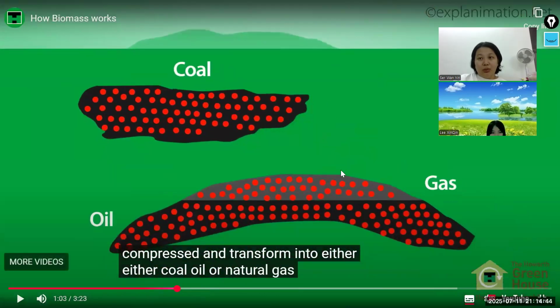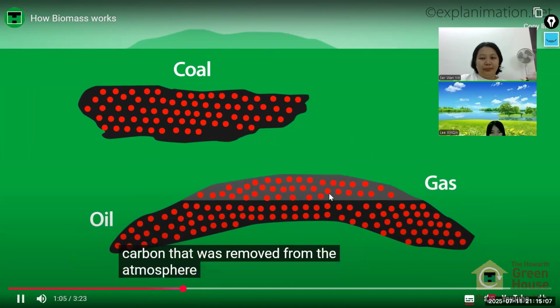So we want something to be burned because inside is carbon. We absorb in carbon because we eat the plants. The carbon that was removed from the atmosphere is effectively locked underground.